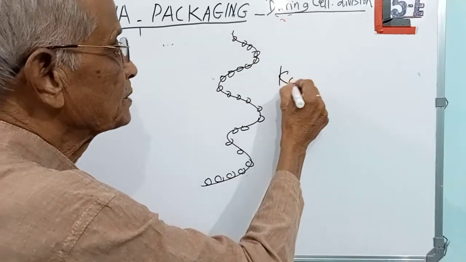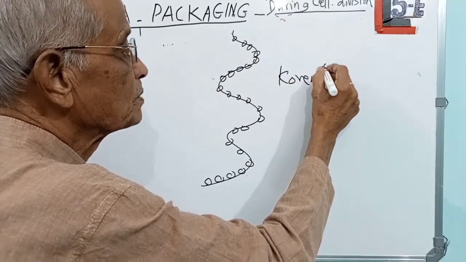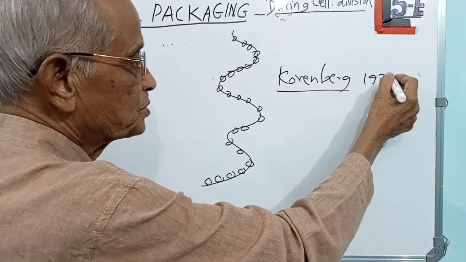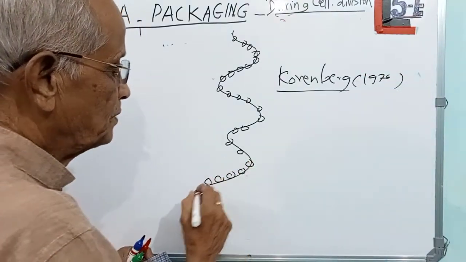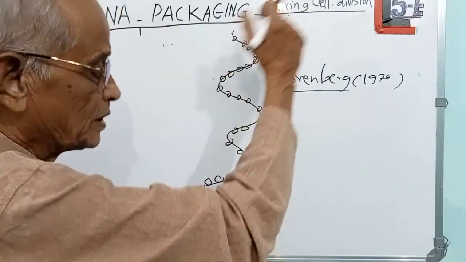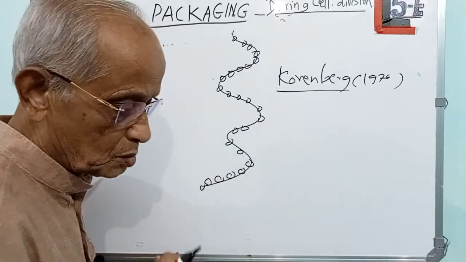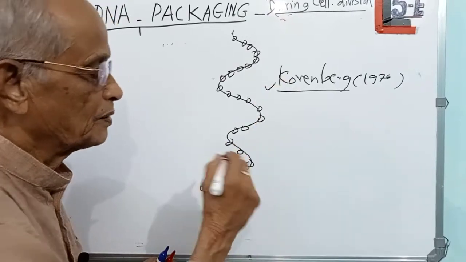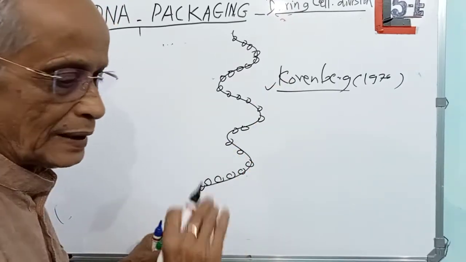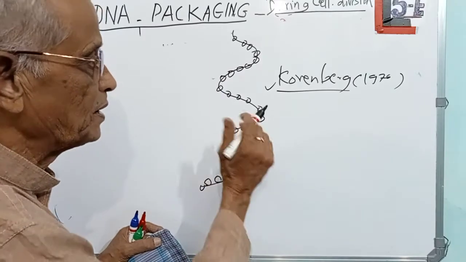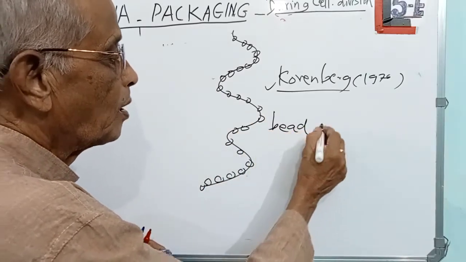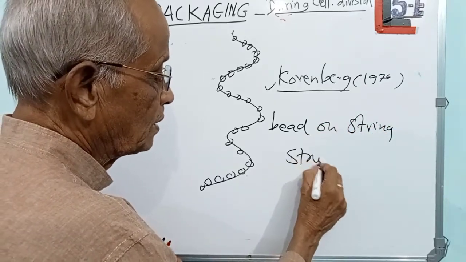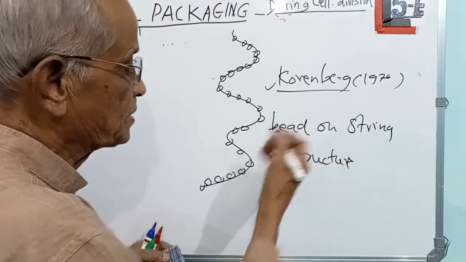Kornberg, a scientist, suggested in 1976 that there will be an arrangement like this. Not only one, two more scientists also suggested the same thing, but Kornberg ultimately said the DNA molecule will get itself into a kind of bead on string structure. So this is the first thing that happens.